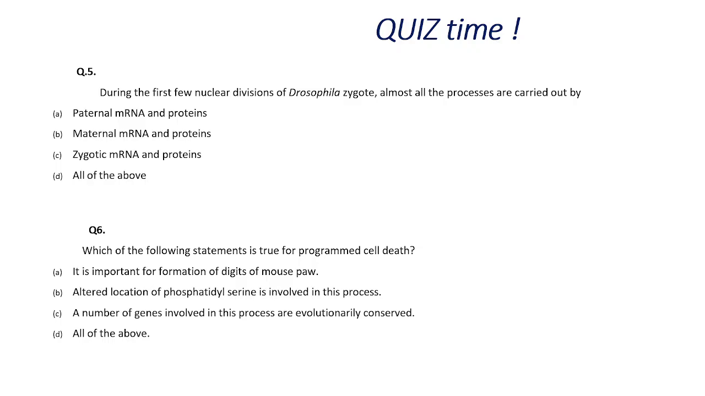So another key event is the flipping of the phosphatidylserine from the inner to the outer leaflet of the plasma membrane, acting as an eat-me signal for phagocytosis. Now, third one, the genes involved in apoptosis, such as the CED genes in C. elegans, are highly conserved across many species, including humans. So, all the four options over here are actually correct.